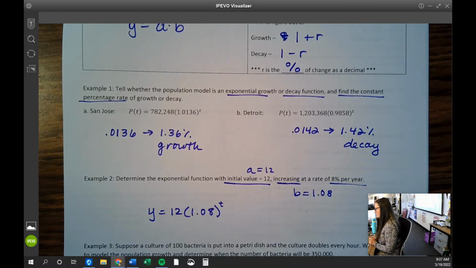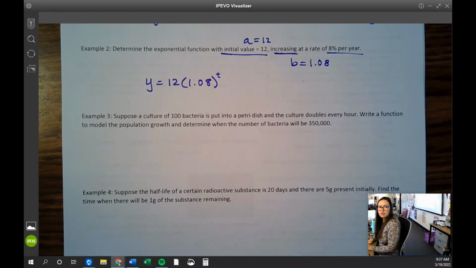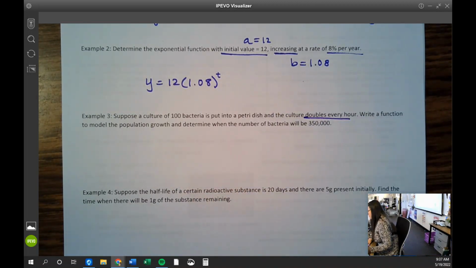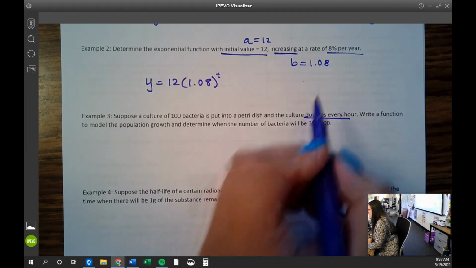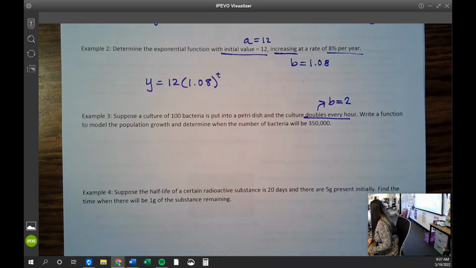The letter itself doesn't matter that much. Okay, let's try example 3. Example 3 says, suppose a culture of 100 bacteria is put into a petri dish and the culture doubles every hour. Now this one is a little different because it doesn't give us a percent change. But the fact that it doubles every hour tells me that B is 2. Write a function to model the population growth and determine when the number of bacteria will be 350,000.